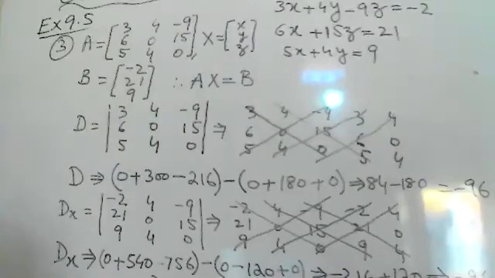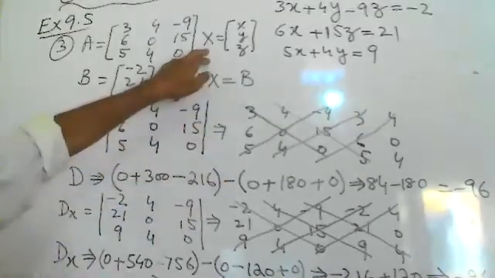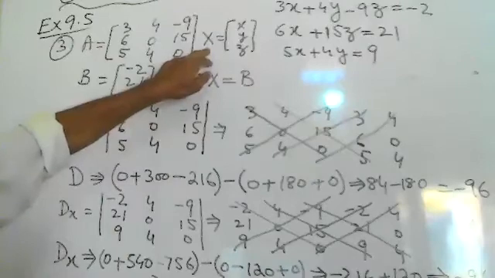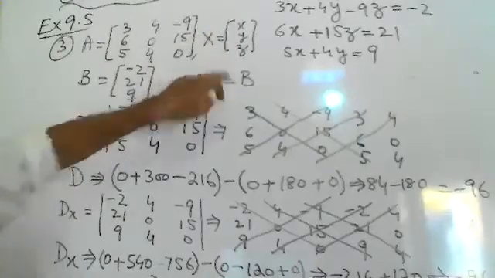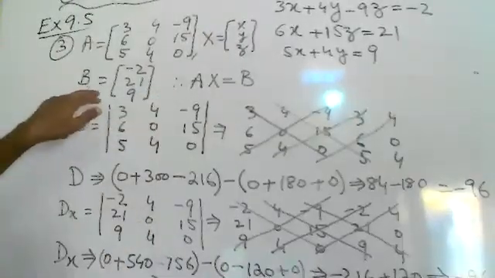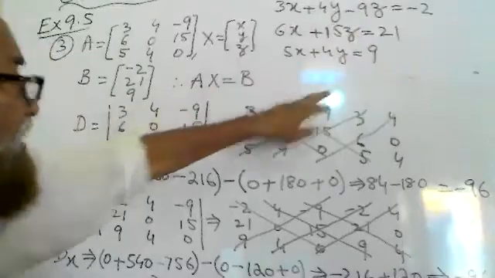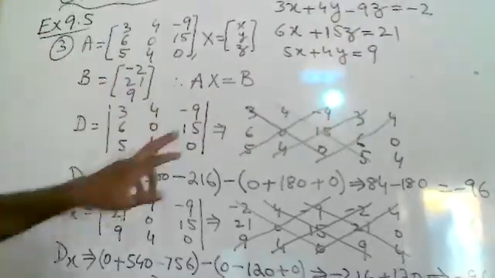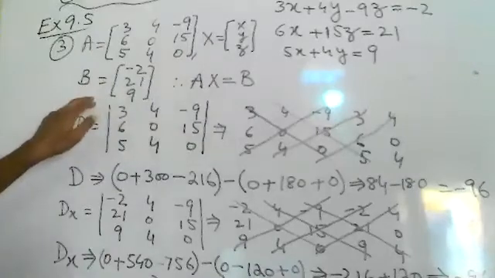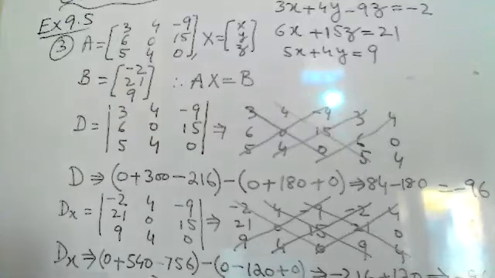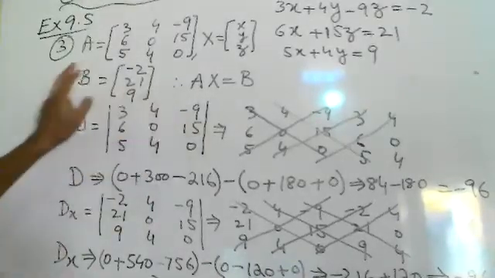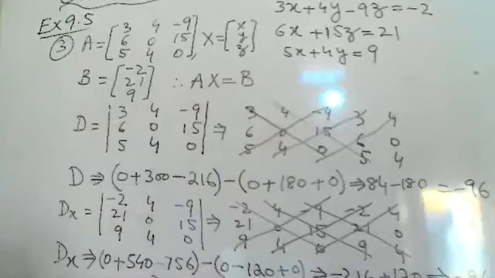X is the matrix of the variables, that is x, y, z. Then b is the matrix of the constants. Constants are minus 2, 21, and 9. Remember, x and b, the matrix of the variables and the matrix of the constants, are both column matrices. So it means A into x is equal to b.